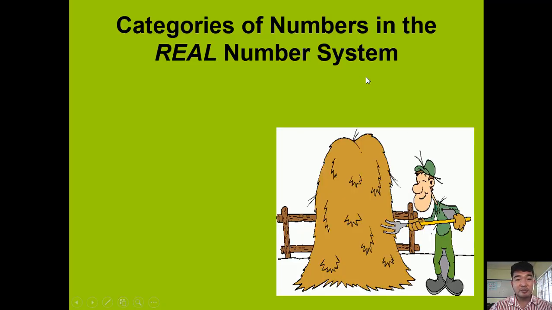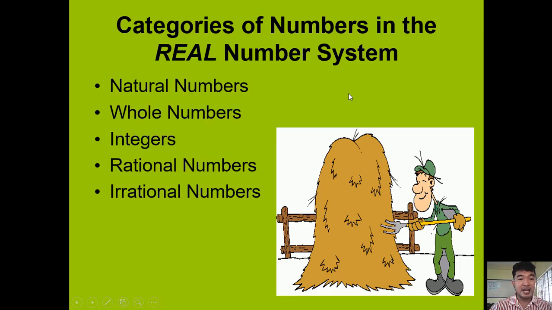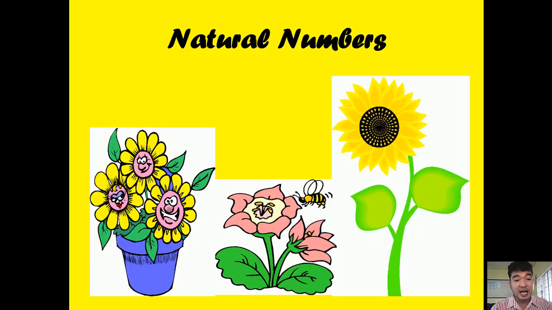The categories of numbers in the real number system. We have the natural numbers, whole numbers, integers, rational numbers, and irrational numbers. When we were in elementary, we already had some discussions with regards to these categories of numbers. So this time we'll be having a recap on all those definitions and all that understanding that you had when you were in elementary and when you were in high school. Let's start with the natural numbers.